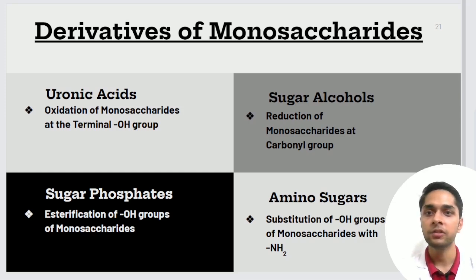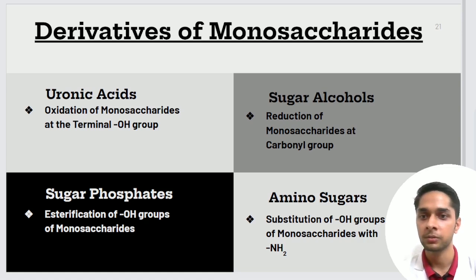There are a few derivatives of monosaccharides like uronic acids, which are obtained by oxidation of monosaccharides at the terminal hydroxy group; sugar alcohols, which are formed by the reduction of the carbonyl group; sugar phosphates, which are esters of hydroxyl groups of monosaccharides with phosphates; and amino sugars, which are formed by substitution of hydroxyl groups of monosaccharides with an amino group.